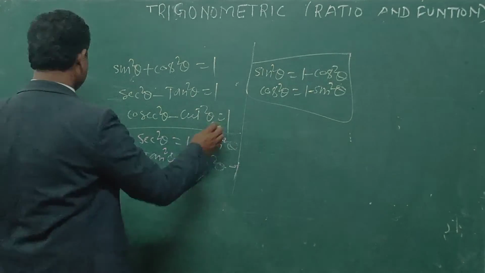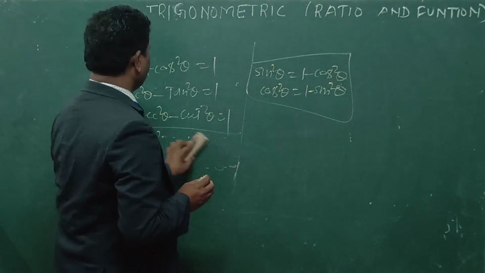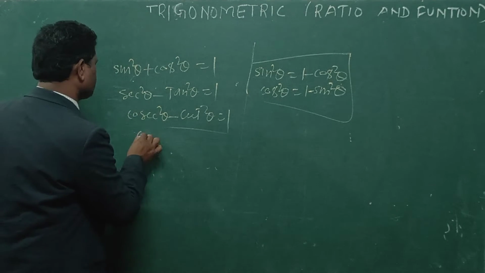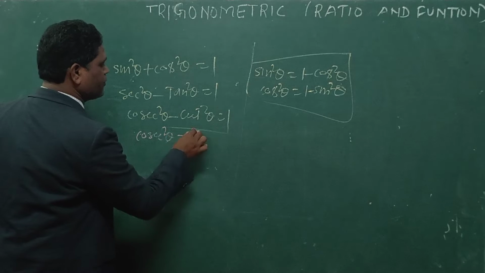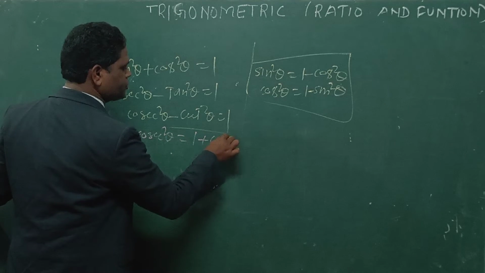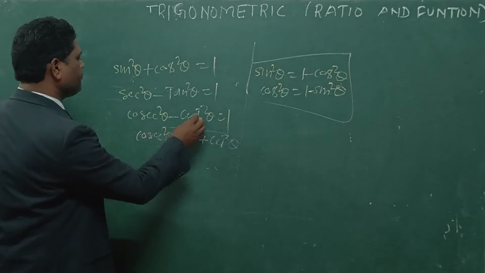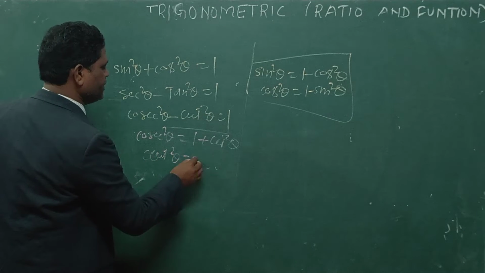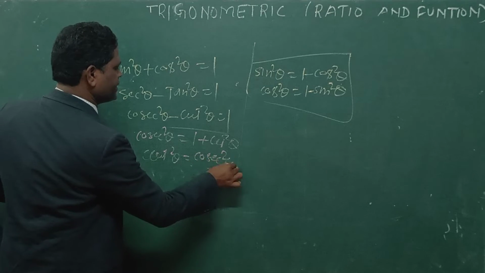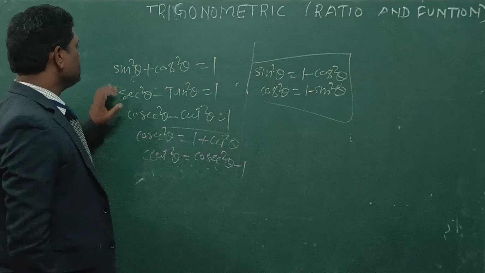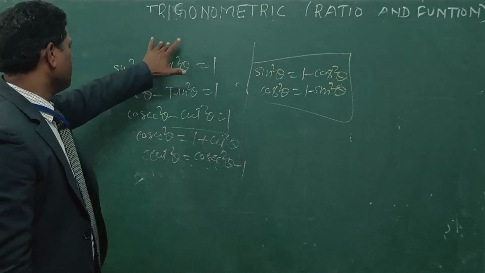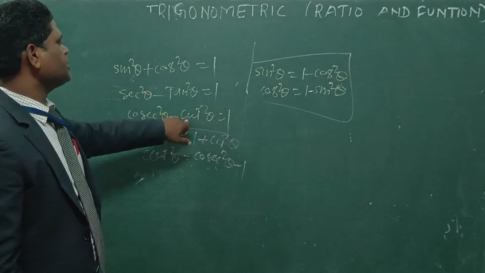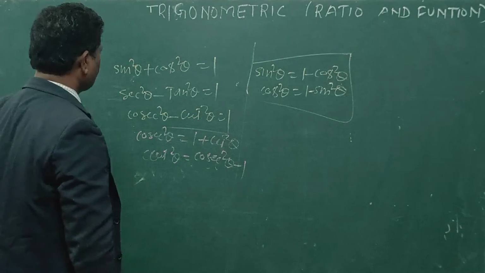After that, cosec square theta minus cot square theta equals 1, so cosec square theta equals 1 plus cot square theta. To find cot square theta, it is cosec square theta minus 1. To recap: sin square theta plus cos square theta equals 1; sec square theta minus tan square theta equals 1; cosec square theta minus cot square theta equals 1.